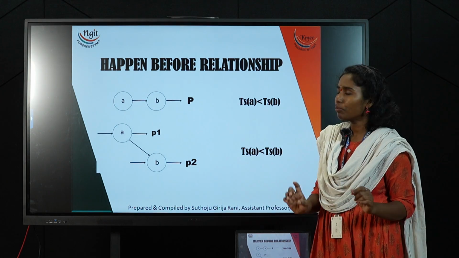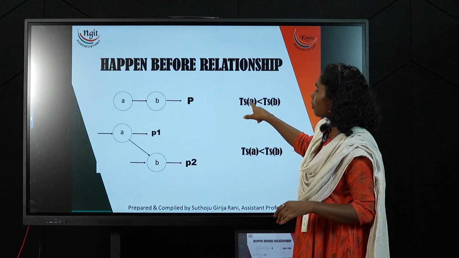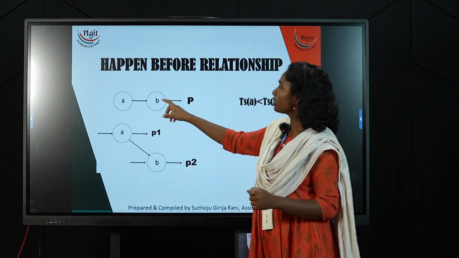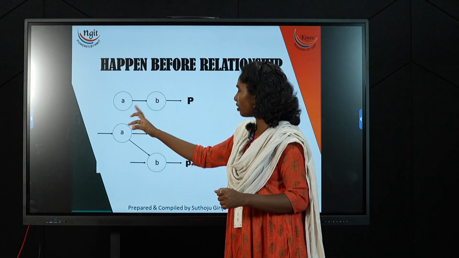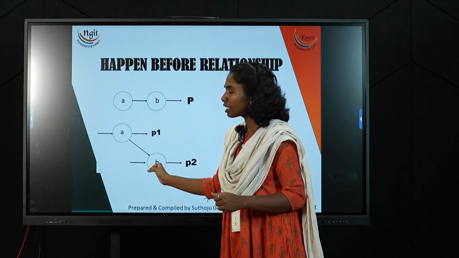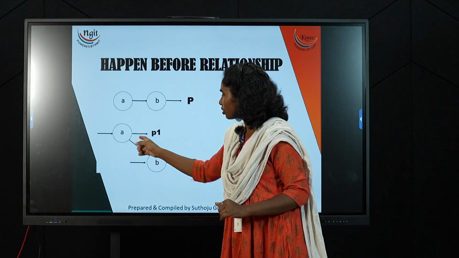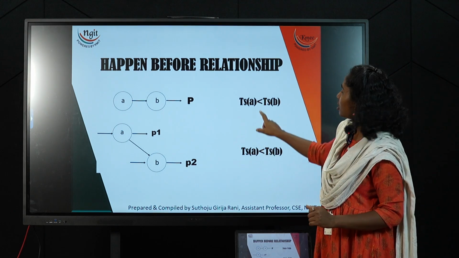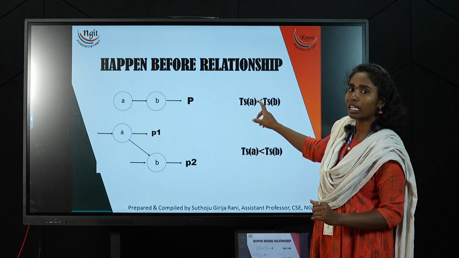So the extension of this will be shown like this, right? And all the time remember that the timestamp of A must be less than the timestamp of B. Yes or no? Because A is starting first, and with A we are starting B. Obviously, if it started at 2 p.m., B must start after 2 p.m. itself, right? So that is the condition the timestamp must satisfy. So the timestamp of A must be less than the timestamp of B.